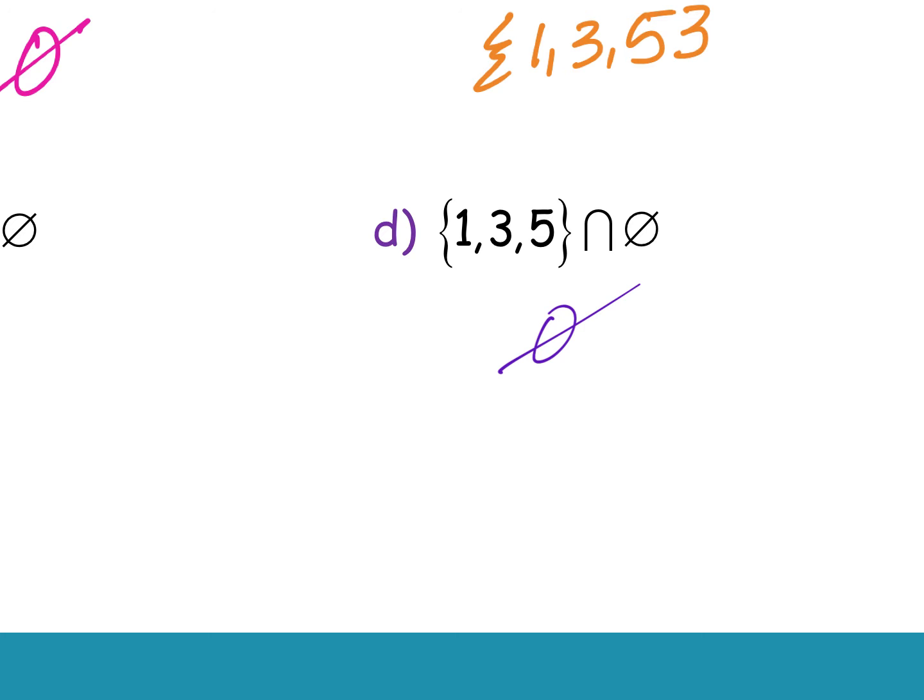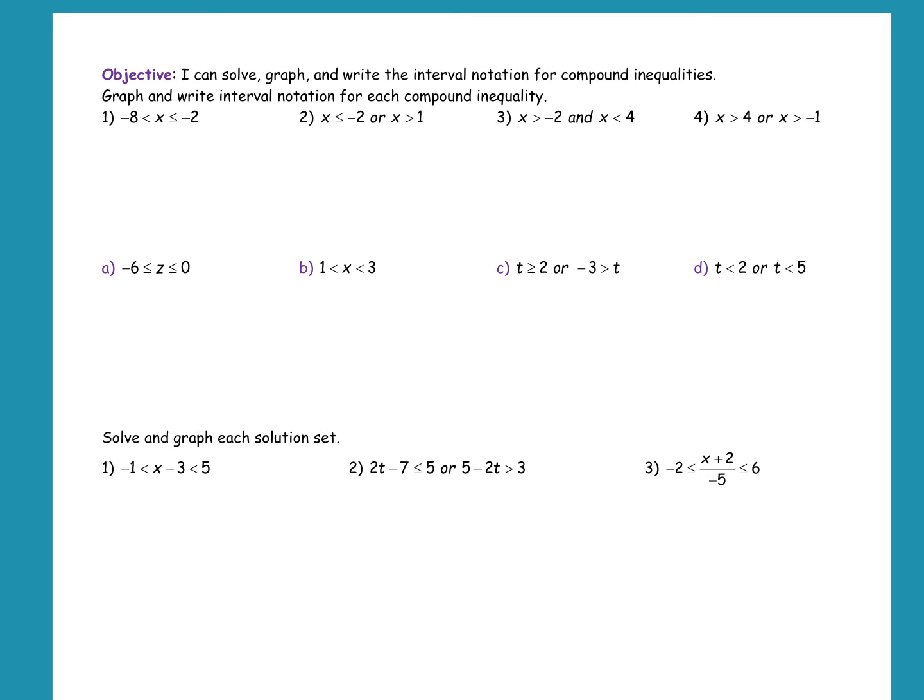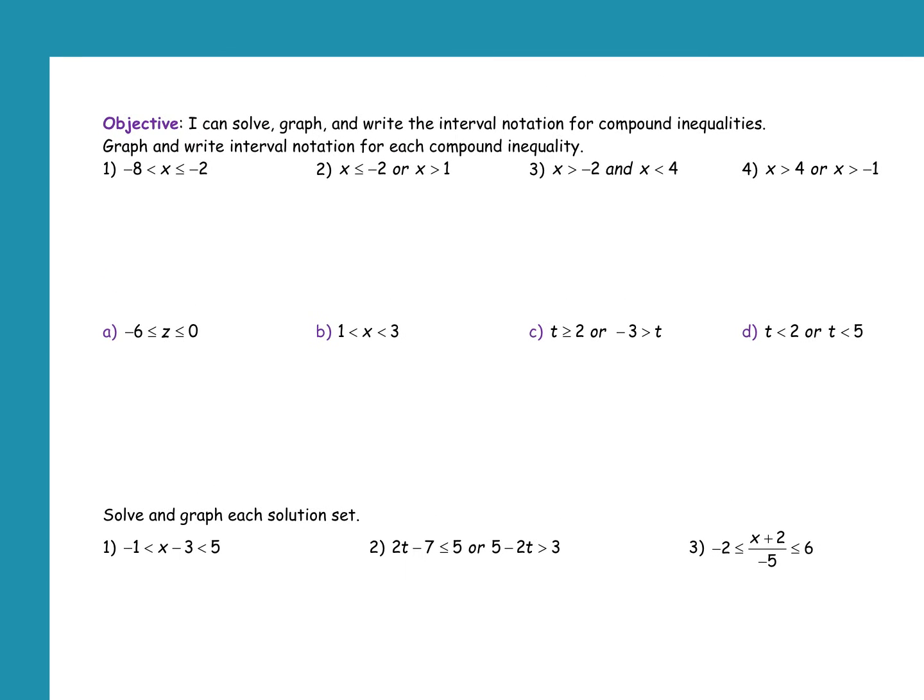So let's go ahead and go to the second page. We're going to graph the following and write it in interval notation for each compound inequality. And I do want to say this. If I have a compound inequality, it goes on one graph, not two graphs. How many graphs am I going to draw? One graph. Okay, just one.